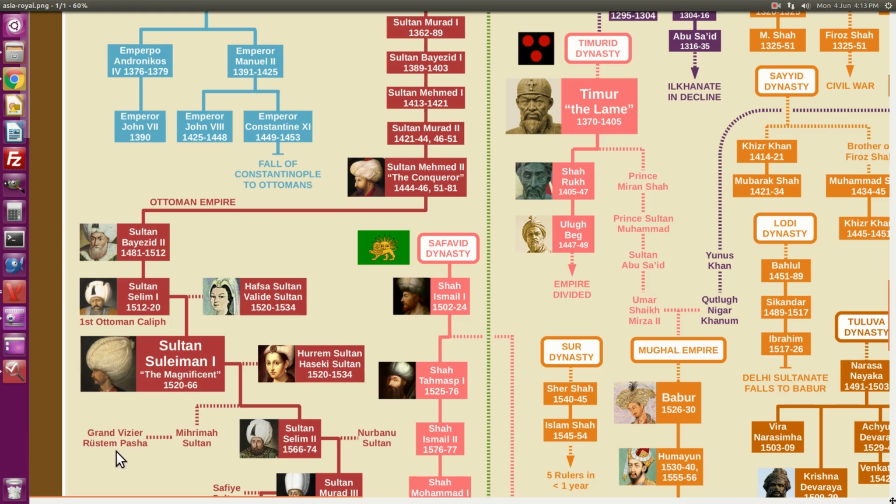Now, Suleiman also had a daughter who wielded a lot of power in the empire. She was married to the Grand Vizier. The Grand Vizier is kind of like the Prime Minister. They had a lot of power, and this particular Grand Vizier was probably the most important Grand Vizier in the history of the Ottoman Empire. A very rich and powerful individual, and he was married to the Sultan's daughter.